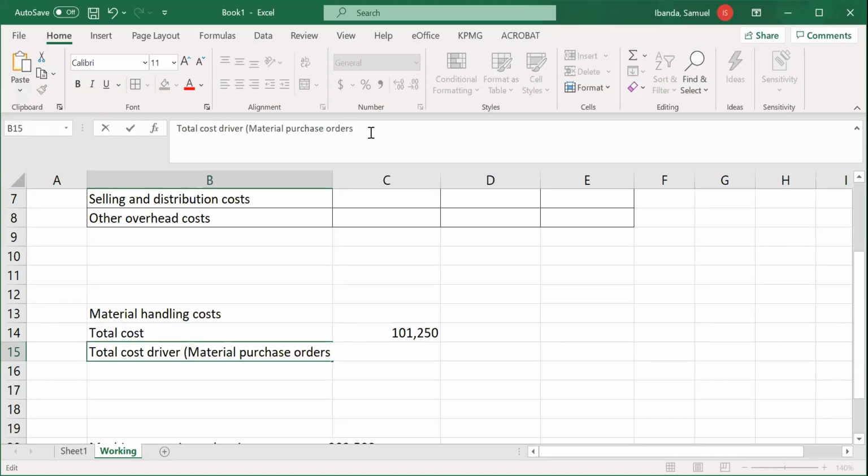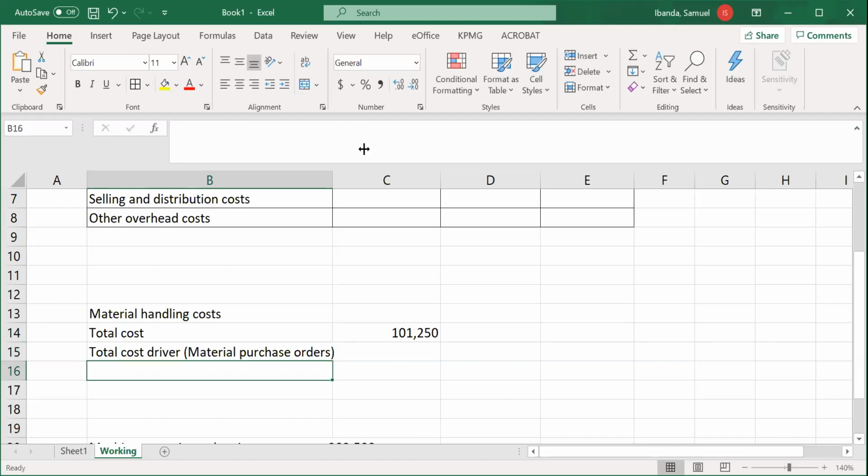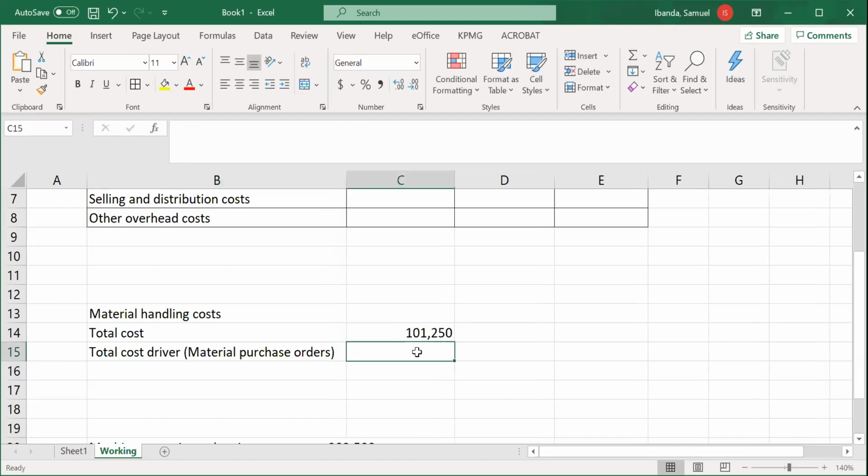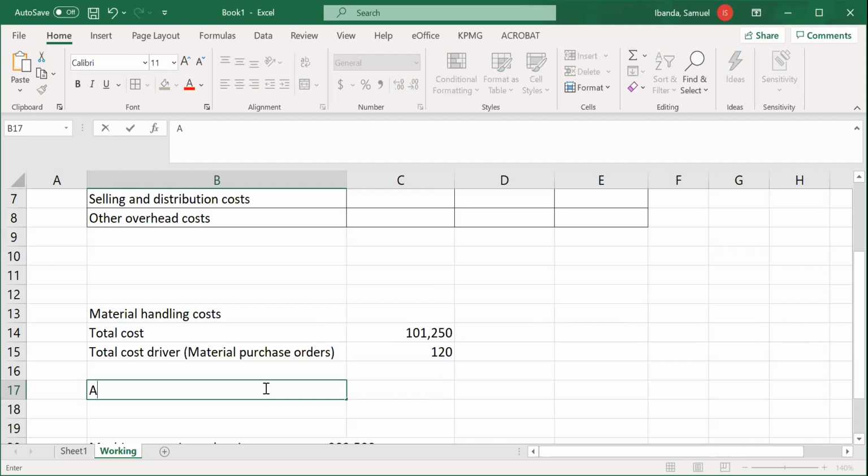These are material purchase order. And I'm going to say my total is how much? 120. Okay? That is what I basically do have. Now, let's try to get what is called the absorption rate.